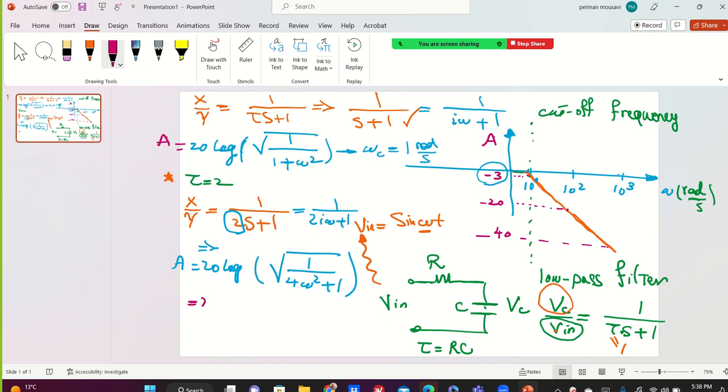So it's going to be 20 log of 1 over the square root of, he says, cutoff frequency is going to be 1 over 2. That's right? You mean this, half. So it's going to be 4 multiplied by 1 over 4 plus 1. Can you calculate this, please? Let me know the answer. Obviously, this is 1. This is 1. Exactly.